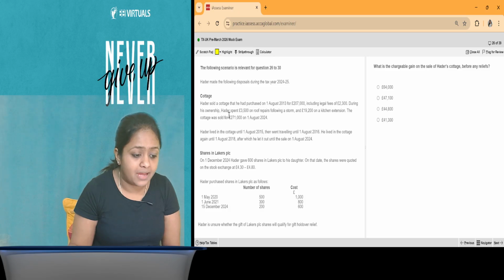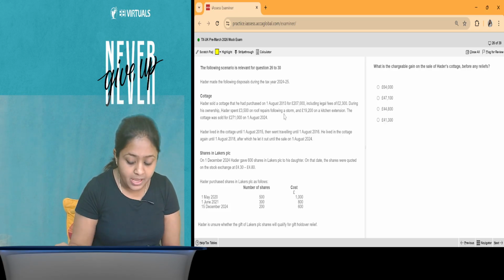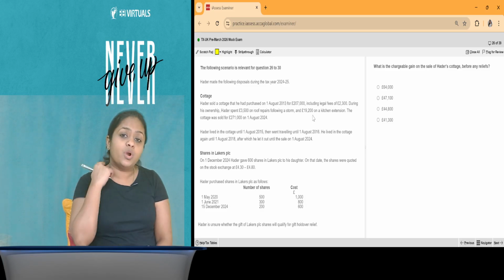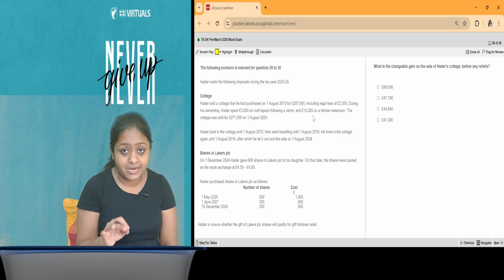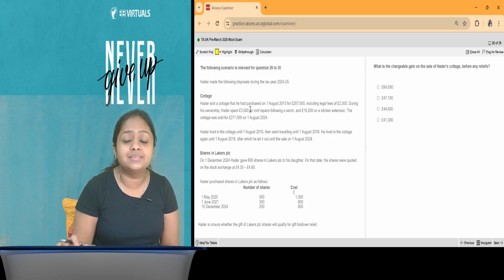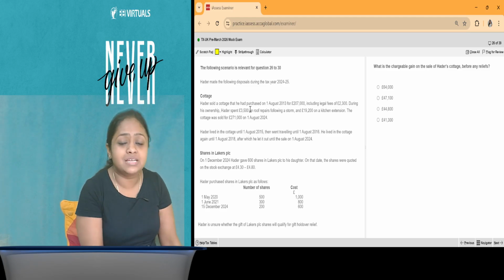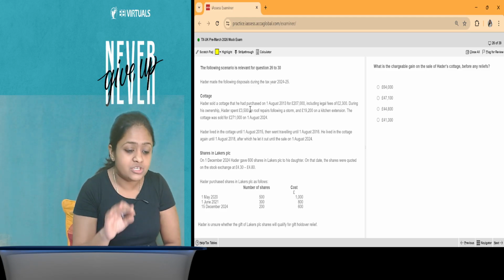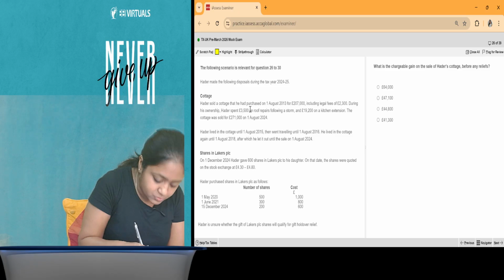During his ownership, Hadav spent 3,500 on roof repairs following a storm, and 19,200 on the kitchen extension. Now what we reduce is enhancement expenditure, that is in the nature of a capital, right? That is not in the nature of revenue, day-to-day expenses. Roof repair is a regular day-to-day revenue expense, so I will not consider that here. I will just consider the capital expenditure, which is the extension, 19,200. So that also we will reduce here.